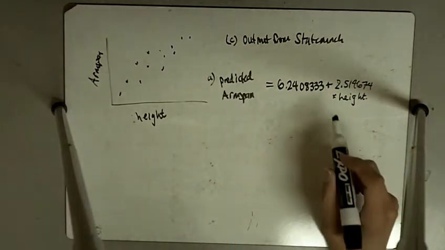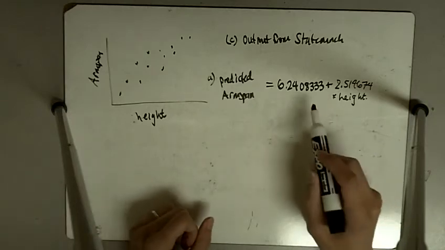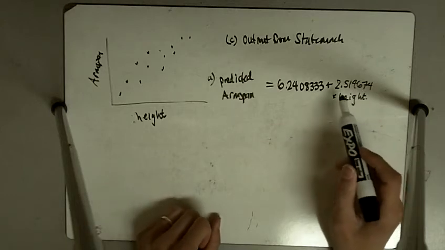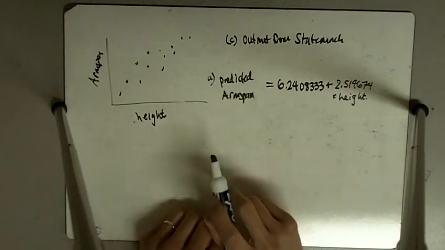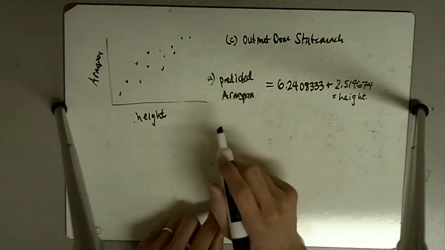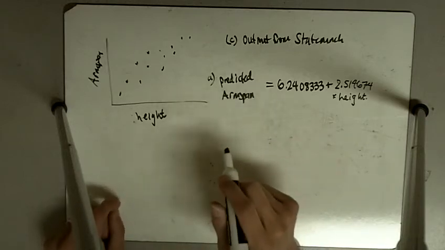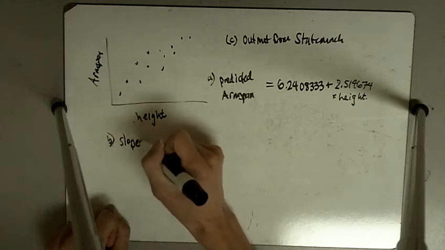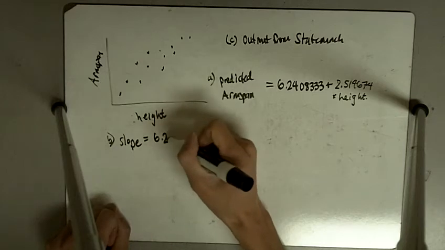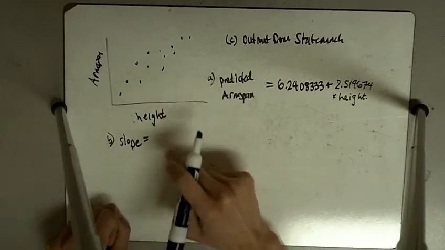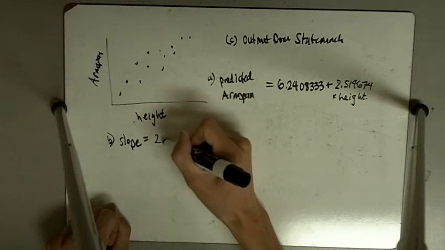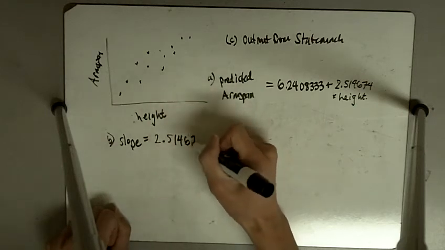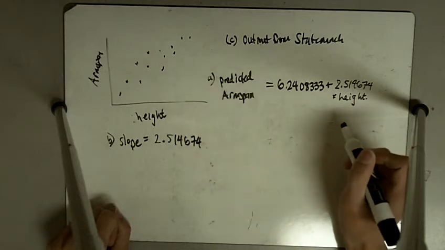Okay, so this is our regression equation. We multiply the height by 2.514 and we add 6.24 to get our predicted arm span. Now, predicted arm span is measured in centimeters and height is measured in inches. So part B asks us to report the slope using all the digits. So the slope is 2.514674. The slope is what we are multiplying by the height.